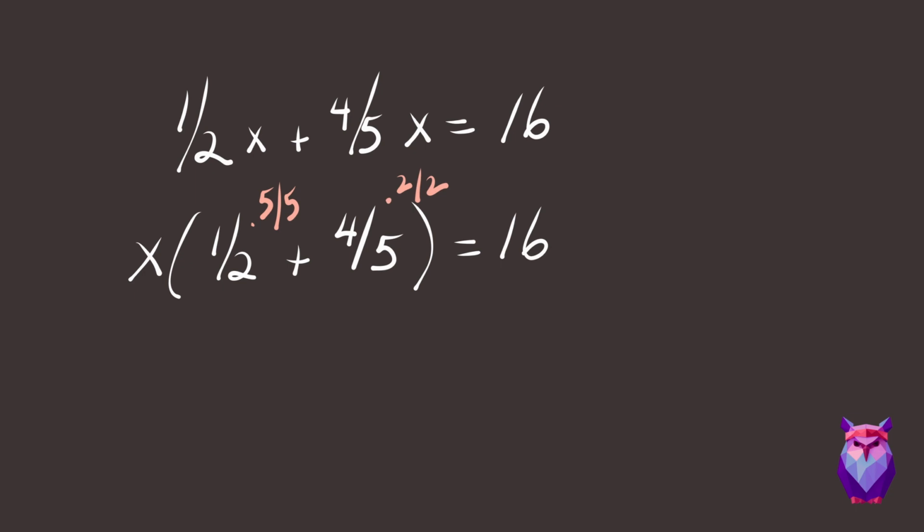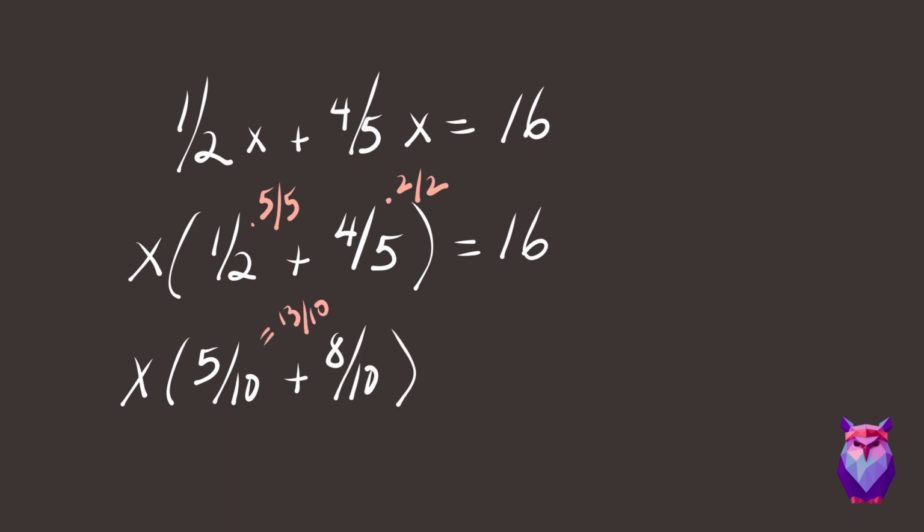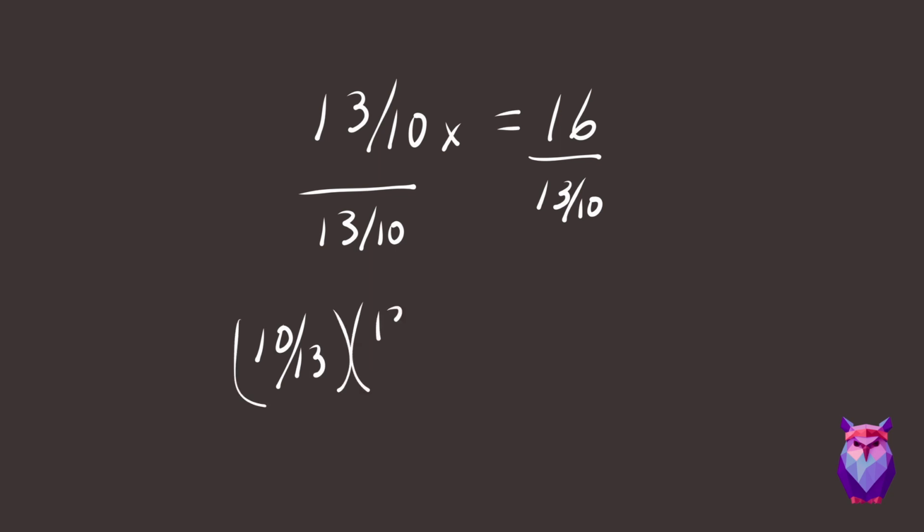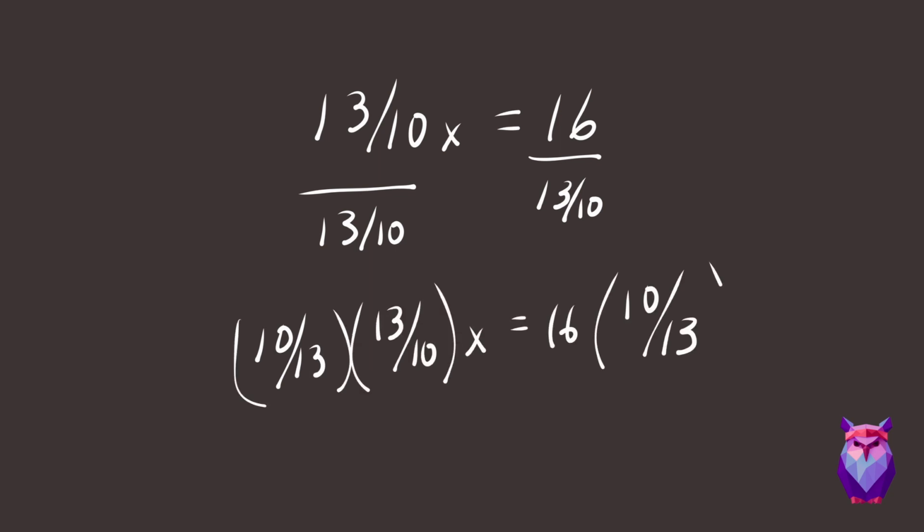Where before I had x times the quantity of 1/2 plus 4/5, now I have x times the quantity 5/10 plus 8/10, and that equals 13/10 times x. Now we've simplified the left side of the equation. 13/10 times x equals 16. To solve, divide both sides by 13/10, which is the same as multiplying both sides by 10/13. X equals 16 times 10/13, which equals 160/13.